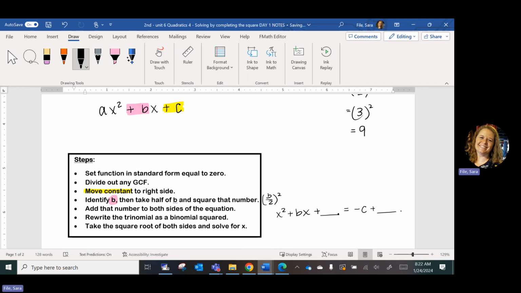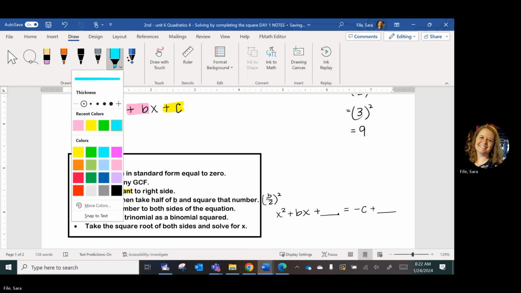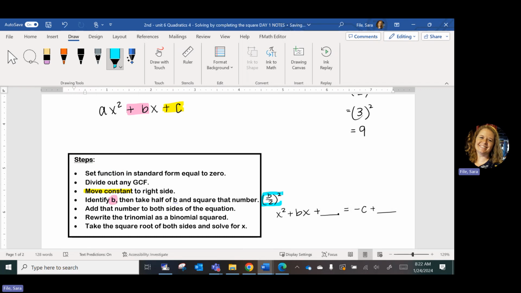Whatever number we come up with here, this whole value that we get, that's what's going to plug in here. So far, so good? Then we are going to rewrite the trinomial. So when it says the trinomial, it's talking about this right here. This is now a trinomial. We're going to rewrite that as a binomial squared.